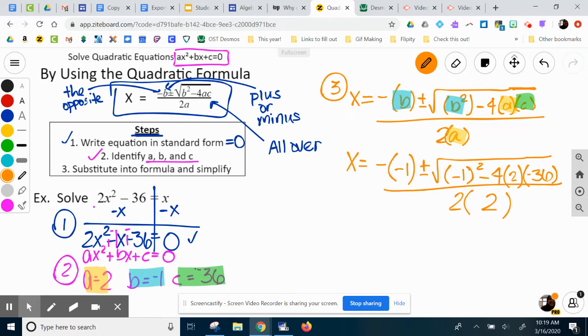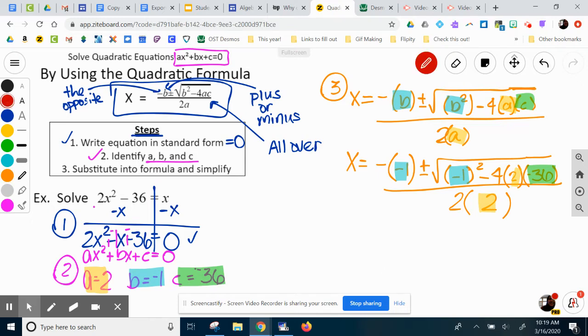Okay, so just double check this. My b's should all be negative 1. So here's negative 1. Here's negative 1. Here's negative 1. So that's good. I need to check that my a's are all 2. Okay, looks good. And then I need to check that my c's are negative 36. And that works. Okay, so I'm ready to start simplifying.